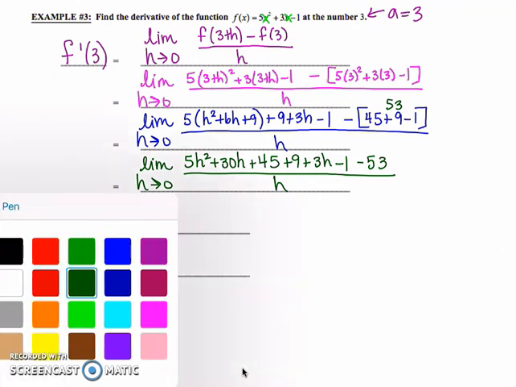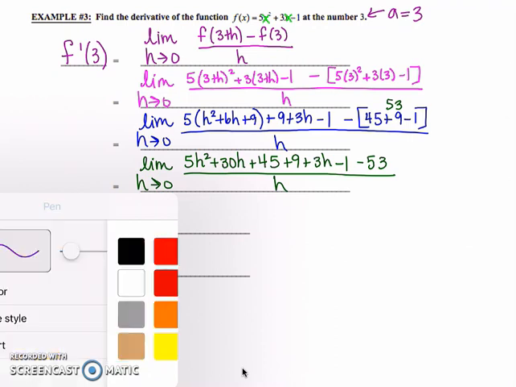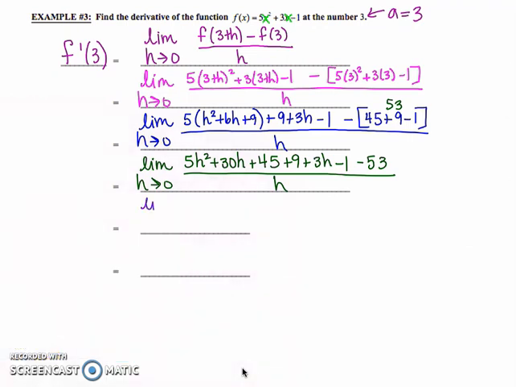So in my next step here, I'm just going to combine my like terms. So I'm going to have the limit as h approaches 0 of 5h squared. I've got a 30h and a 3h, so that's going to be 33h. And then I've got a 45 plus 9, which is 54, but then minus 1 is 53, and then minus 53, that's just gone. We don't have a constant term. And this is all over h.